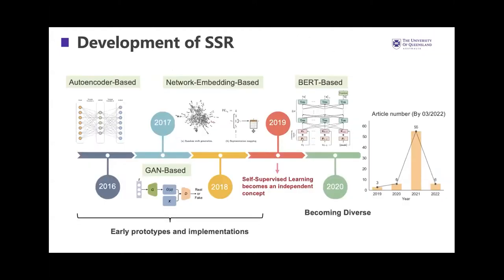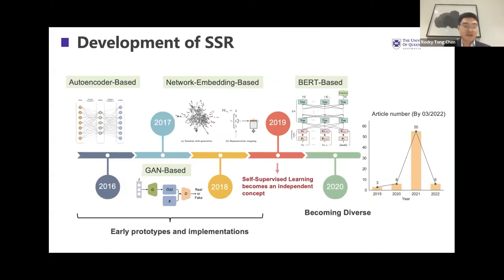And a bit of information about the development history of self-supervised recommendation. It actually dates back to 2016, where we sometimes see the autoencoder-based models. And the self-supervised task is usually to do a bit of reconstruction of the user-item rating matrix. And as time goes on, the generative adversarial network becomes popular.